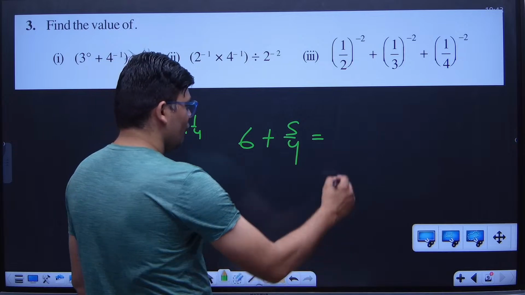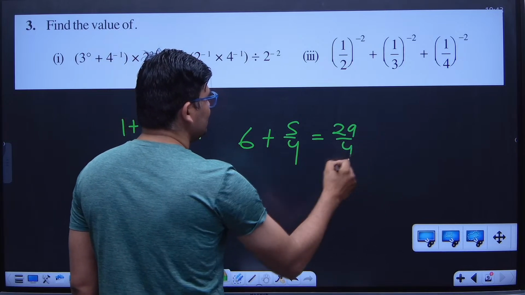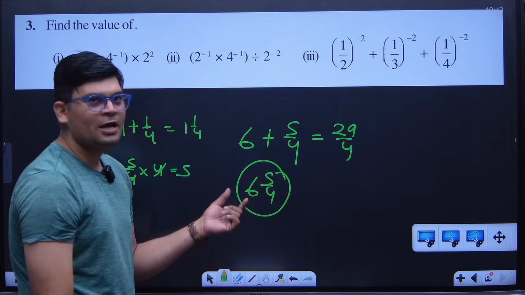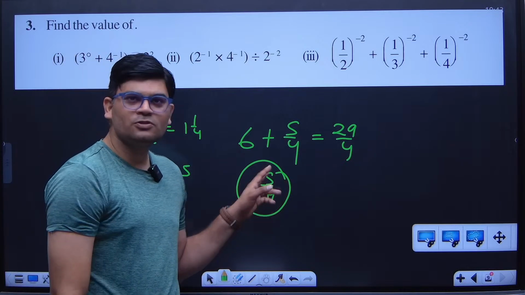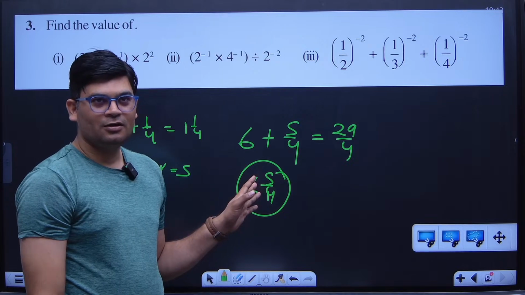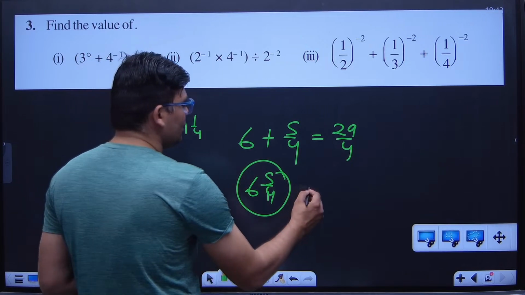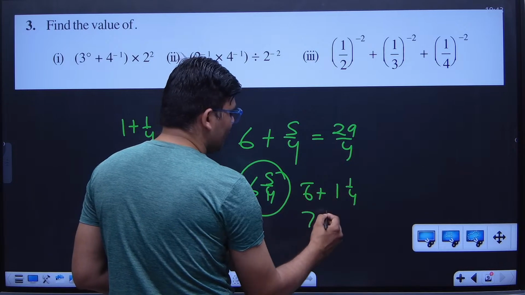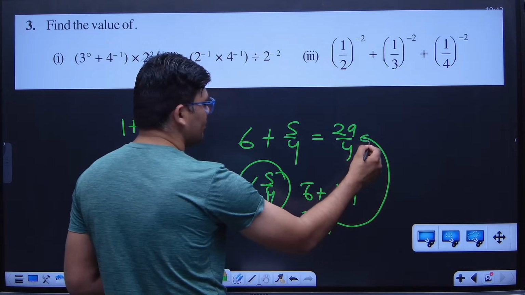29 by 4. Very good. But you can write this number as 6 5 by 4, because 6 5 by 4 is not a mixed fraction, because 5 by 4 is not a proper fraction. Are you getting it? Yes, sir. So you have to reconvert it into 1 1 by 4. Then it will become 7 1 by 4, which is as good as 29 by 4.